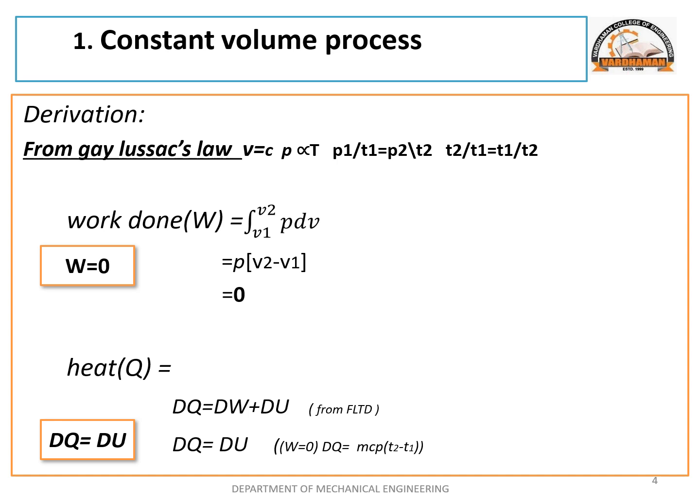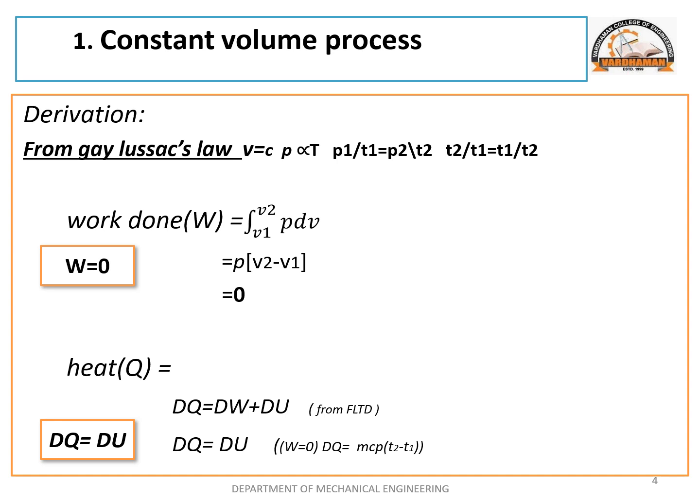Constant volume process. From Gay-Lussac's law, we know that when volume is constant, pressure is directly proportional to temperature, which gives us two relations: P1 by T1 equals P2 by T2, and T2 by T1 is equal to P2 by P1.